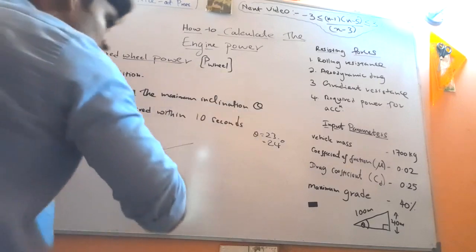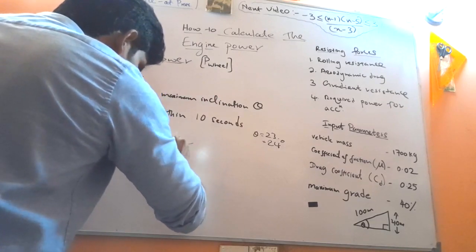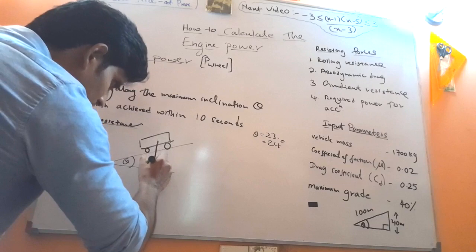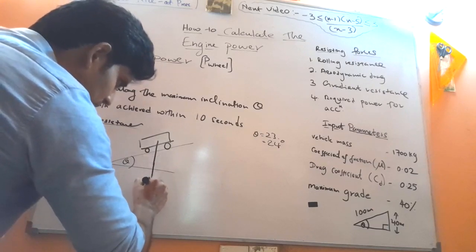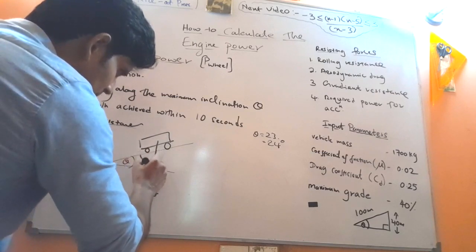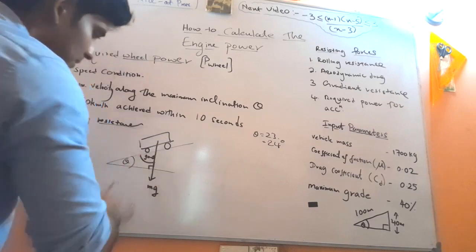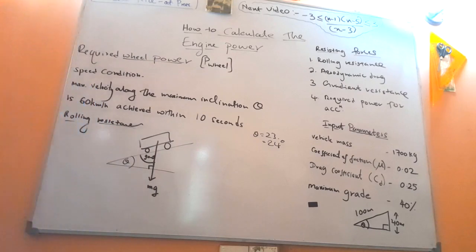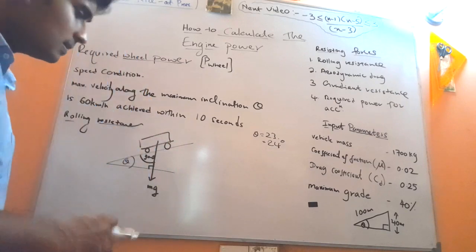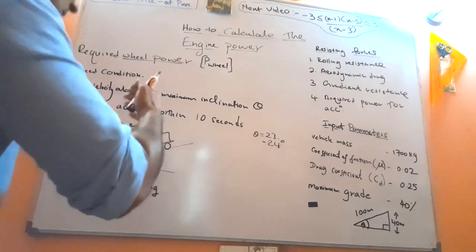Now I will sketch the vehicle. This is the vehicle weight, mg. If this is 90 degrees, this angle is 90 minus theta. Now we have to find the vertical and horizontal components, because we have to resolve the forces.